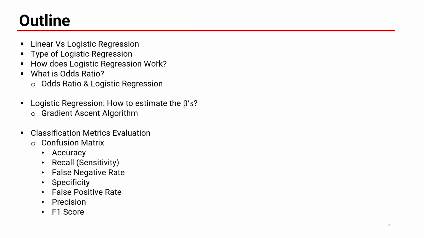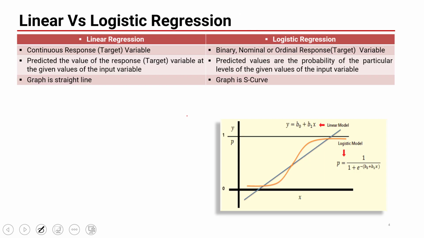First of all, we will see what is the major difference between linear and logistic regression, what are the types of logistic regression, and then we will try to understand how logistic regression works. Then we will discuss what the odds ratio is and how the odds ratio links with logistic regression, because based on this we will try to find the equation of logistic regression as well. Then we will estimate the parameters of logistic regression using the gradient ascent algorithm. So this is what we are going to cover in this lecture.